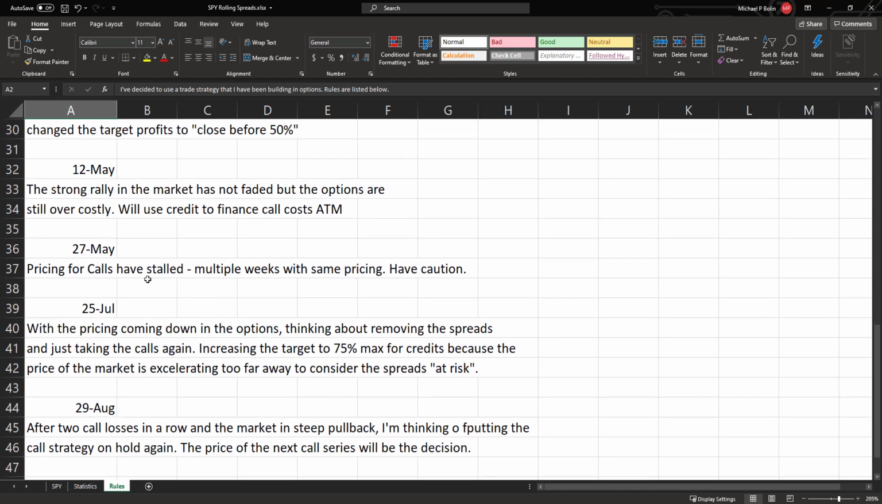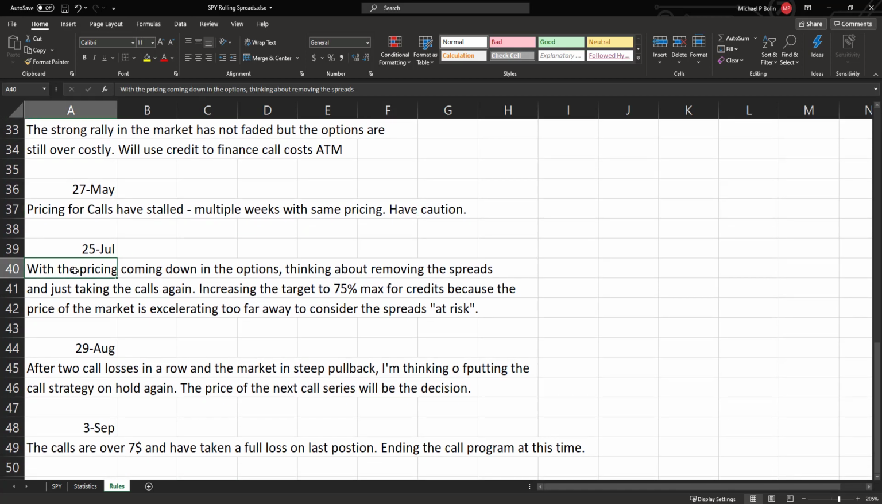I get a little cautious or a little nervous when I'm using the same strikes multiple days in a row. It's kind of indicating the market stalled. Or if the pricing is the same, I get a little nervous. So I just transferred my notes over. I was getting really cautious late May. The pricing started to come down, I'm late July, and it was looking like we might be able to just go right back to just straight calls again.